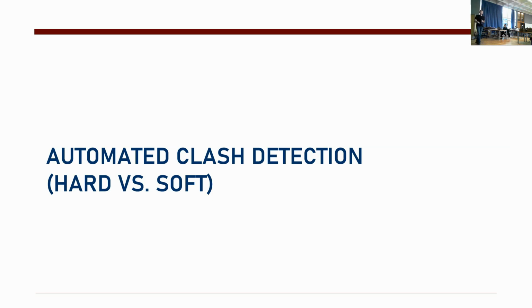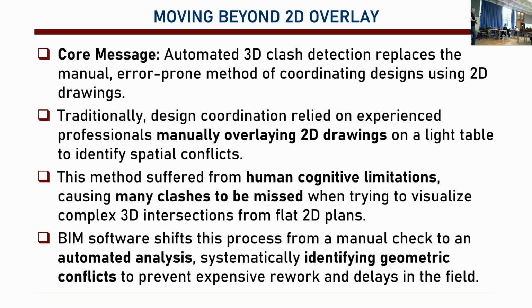So, let's go into this concept of automated clash detection. What is it? What is a clash? We talked about that. Normally, before BIM, we were doing clash detection with translucent papers. In the past, you would have the architectural model, you would have the structural model, you would have drawings.